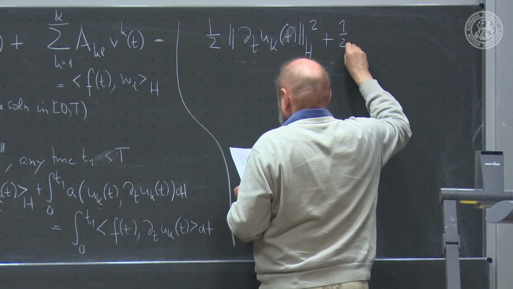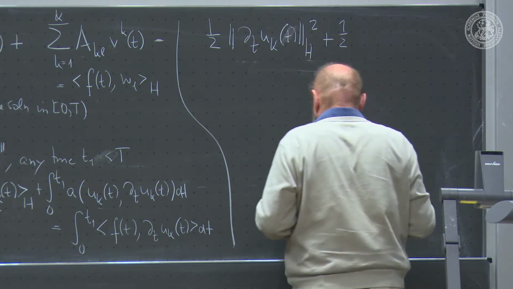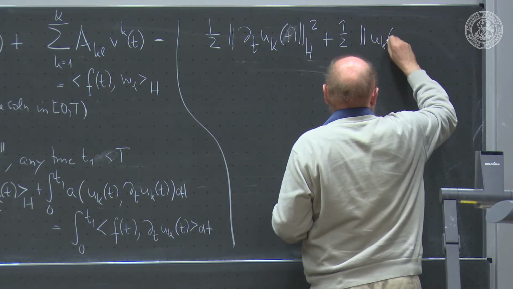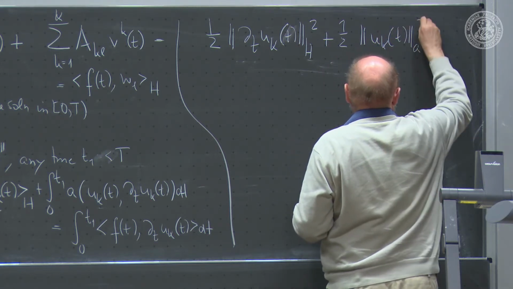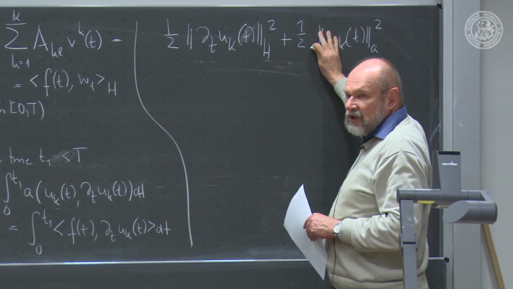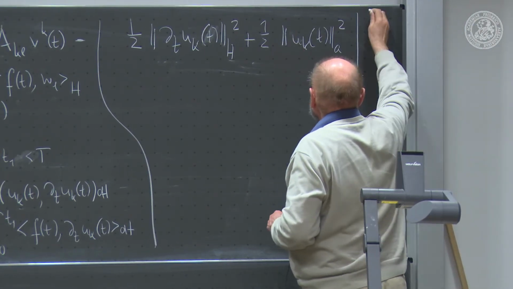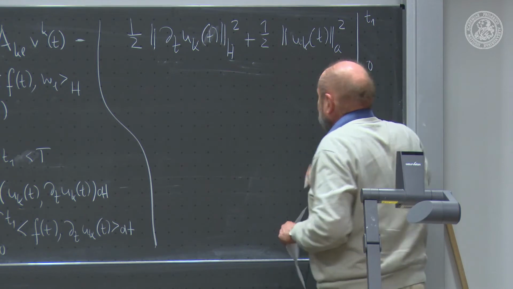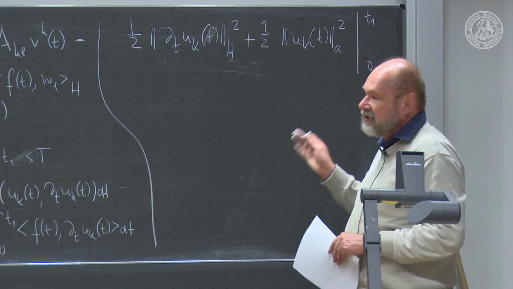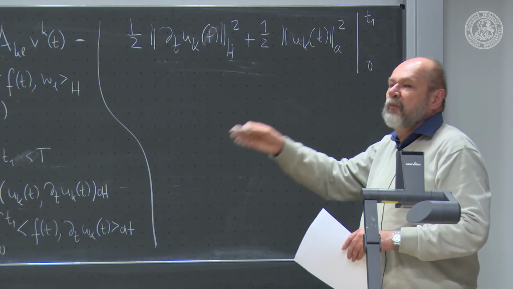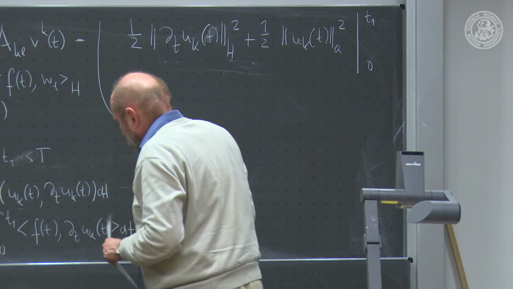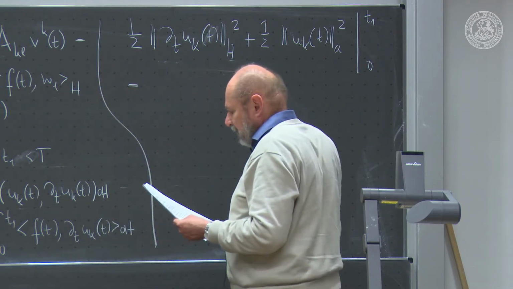Then we have 1/2, doesn't matter how to write it. Maybe I write it directly in this norm. You have the UK in the A norm squared. So I have, if you want, kinetic energy plus potential energy here, once evaluated at T1 and once evaluated at 0 from this integral over the derivatives. So I have a difference of the energies. You have the energy at the time T1 compared with the energy at the time 0. And the only thing that can change this energy is this right-hand side term.